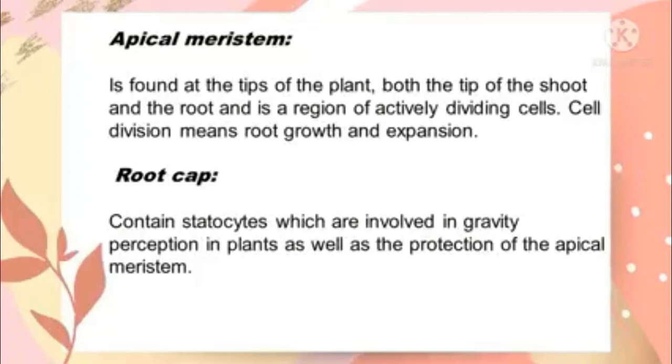Next is apical meristem. It's found at the tips of the plant. Both the tip of the shoot and the root is a region of actively dividing cells. Cell division means root growth and expansion. And the last one is root cap. Root cap contains statocytes which are involved in gravity perception in plants, as well as the protection of the apical meristem.